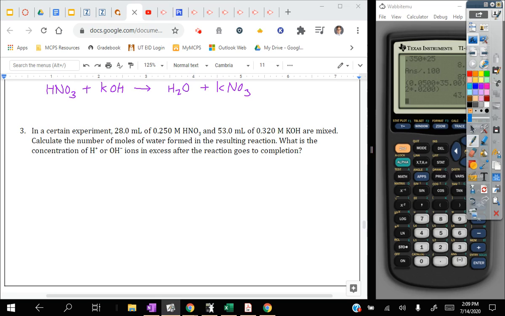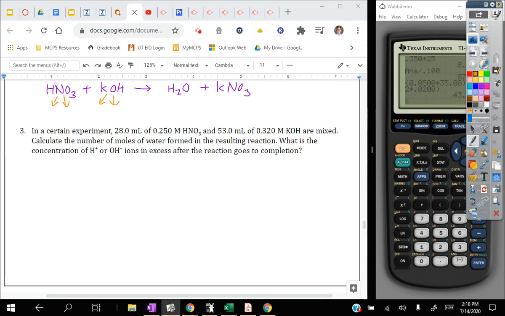And we've done a problem very similar to this before, and we need to specifically look at the dissociation first, and then the moles of each component. So I need to find moles of H plus and moles of OH minus before I start doing the rest of my calculations.